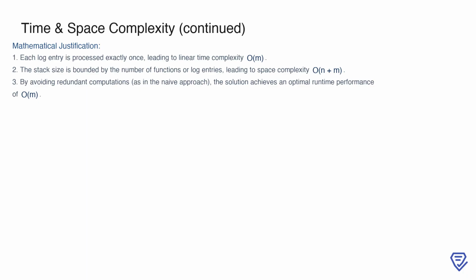For space complexity, the stack size is bounded by the number of active functions or log entries, whichever is smaller, making it O(n plus m). The result array contributes O(n), and temporary variables use O(1) space, leading to an overall space complexity of O(n plus m). By avoiding redundant computations, such as repeatedly traversing logs as in the naive approach, the solution achieves optimal performance with a time complexity of O(m). This balance of linear time and efficient space usage highlights the effectiveness of the optimized approach.